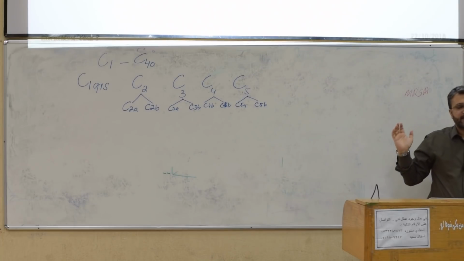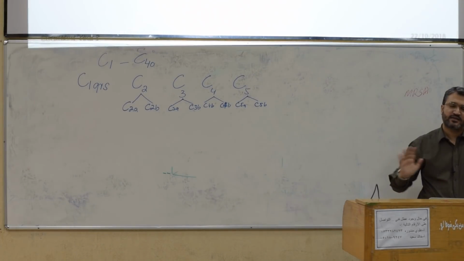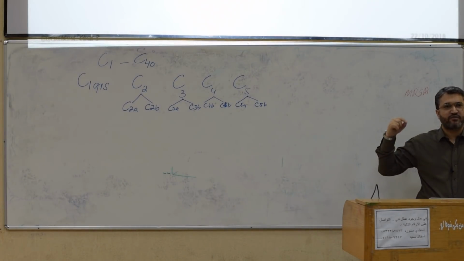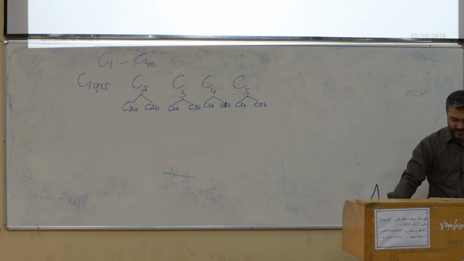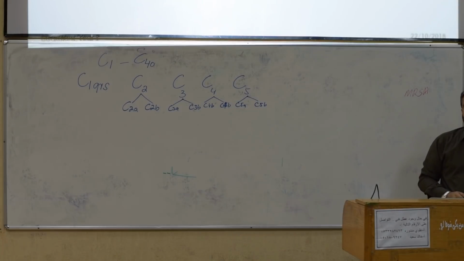Then the remaining 6, 7, 8 and 9, they are just as such, they will become part of the complex. We'll see how it happens. Now we'll start with the classical pathway.